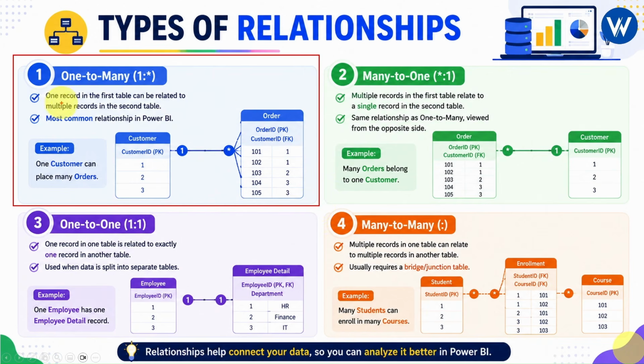One to many means one record in the first table can be related to multiple records in the second table. As we have already seen, one to many means one is the primary key and this is the foreign key. So this is known as a one to many relationship. Basically, one is repeated multiple times in the second table. For example, you can see one customer can place many orders.